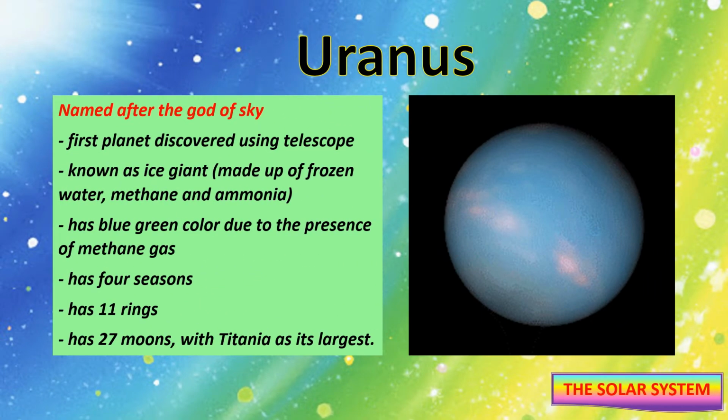Next is Uranus. It is named after the god of sky. It is the first planet discovered using a telescope. It is known as an ice giant, made up of frozen water, methane, and ammonia. It has a blue-green color due to the presence of methane gas. It has 4 seasons. It has 11 rings and has 27 moons, with Titania as its largest.